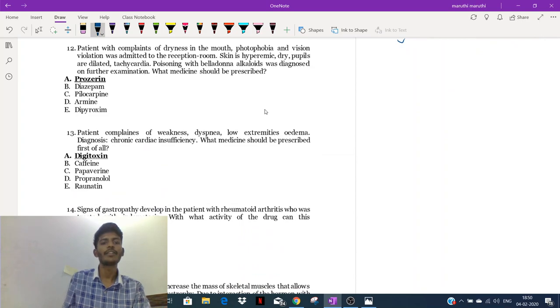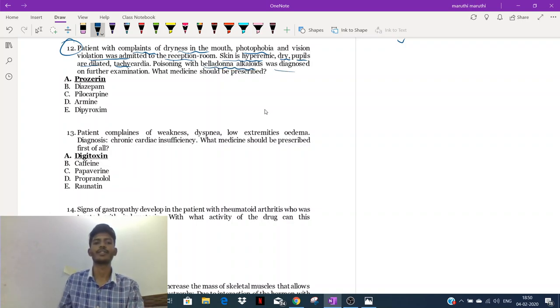Next question, the 12th question, let's go further. A patient complains of dryness in the mouth, photophobia, and vision violation, and was admitted to the reception room. Skin is hyperemic, dry, pupils are dilated, tachycardia; poison with belladonna alkaloids was diagnosed. Now we need to understand something, guys.